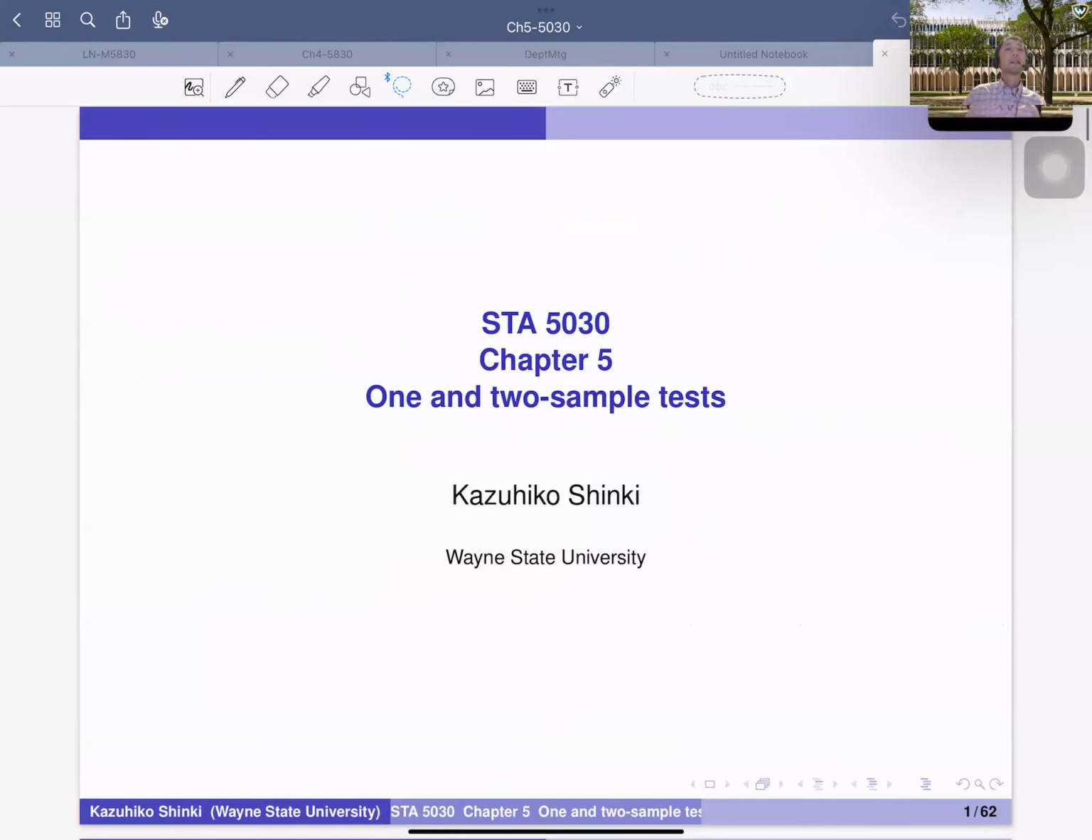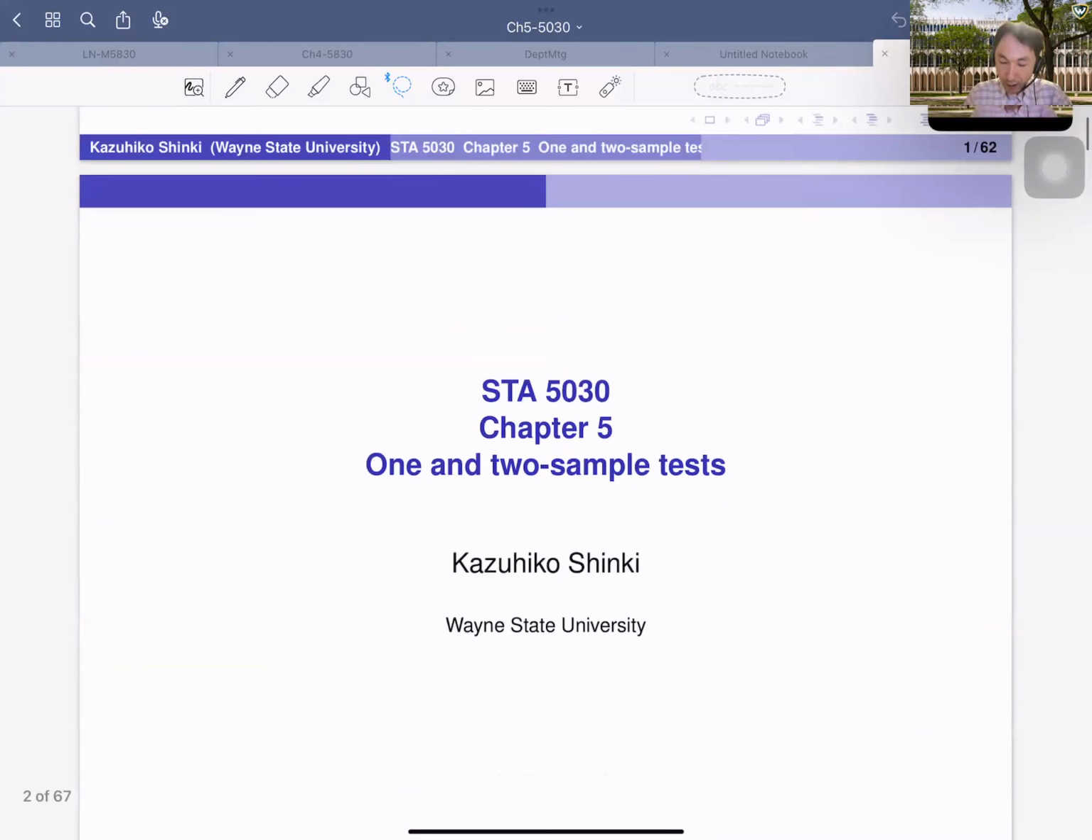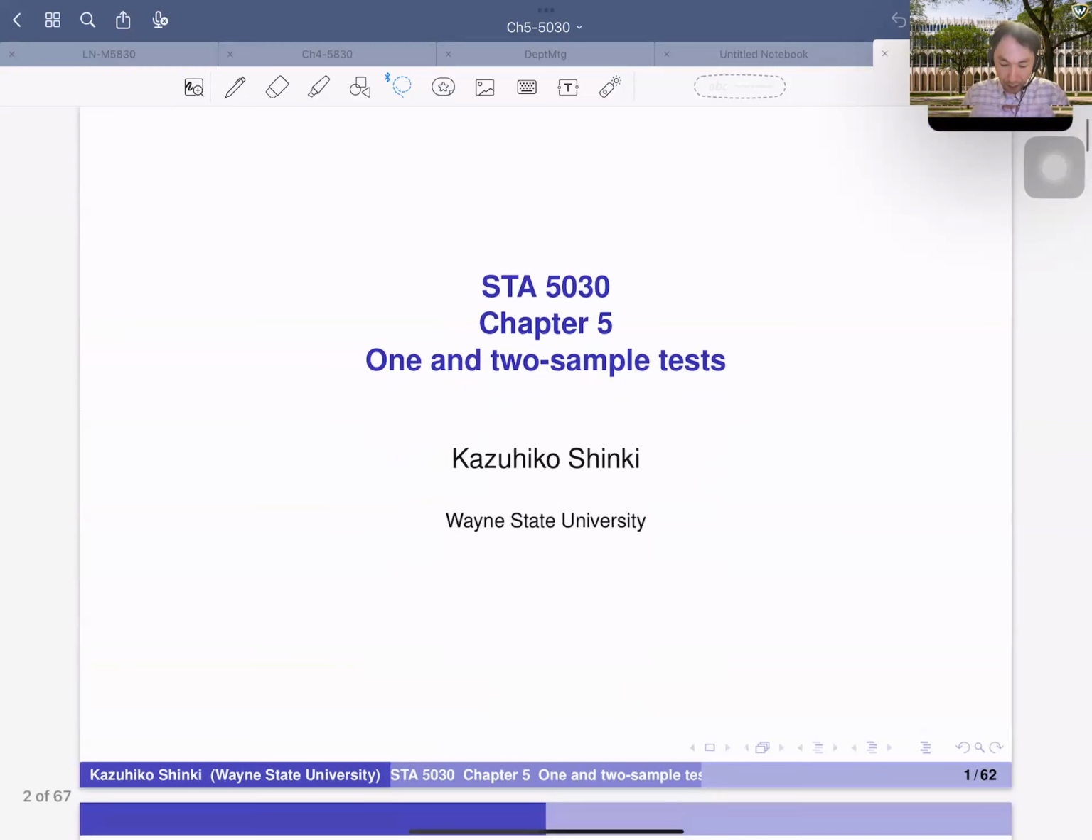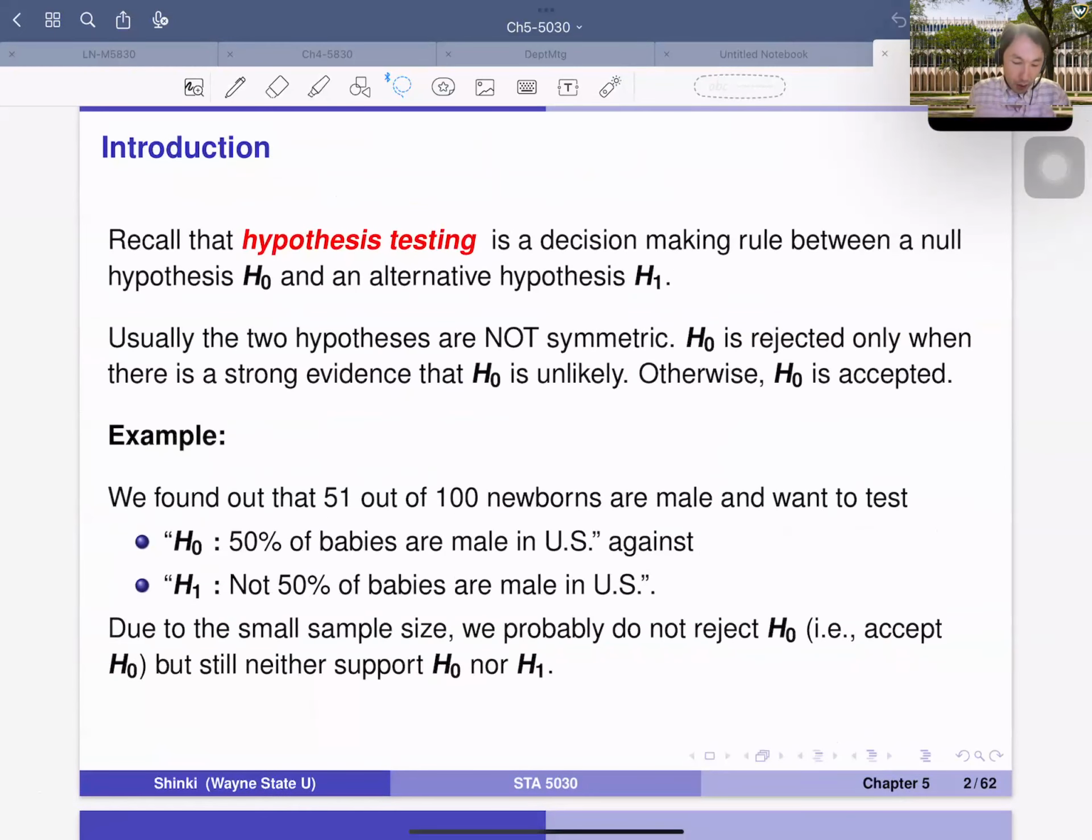So chapter 5, the 1 and 2 sample tests. Basically, I will review all concepts in statistical testing. Maybe you have already studied them in Stat 2210 or 1020, but I would like to explain it. At first, recall that hypothesis testing is a decision-making rule between the null hypothesis and the alternative hypothesis. So testing is basically deciding between H0 and H1. The conclusion is either that we reject H0 to support H1, or we accept H0. So we only have two choices.